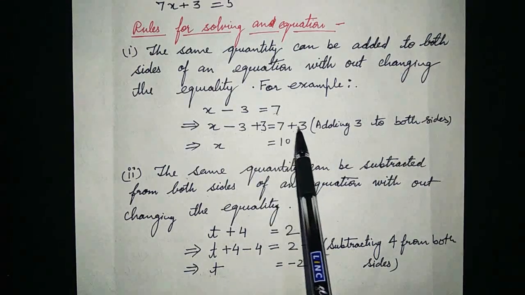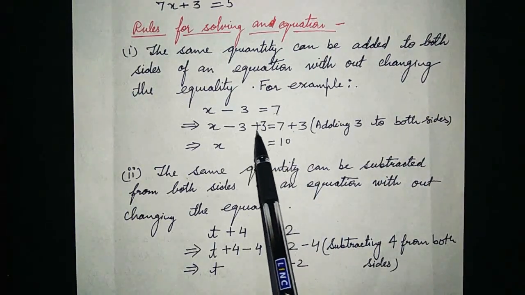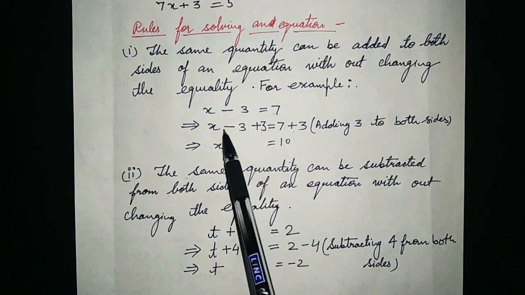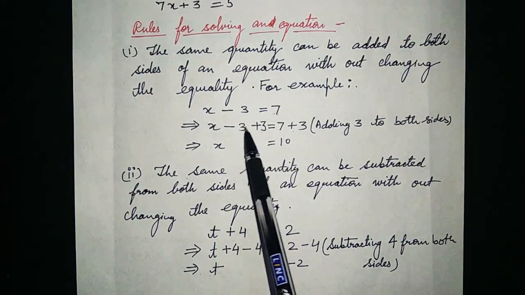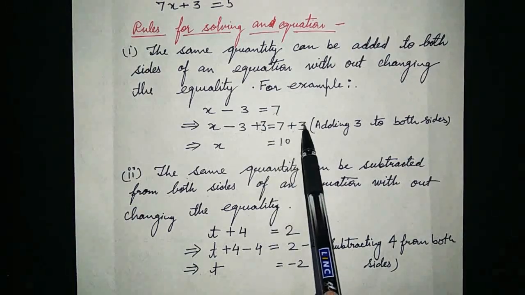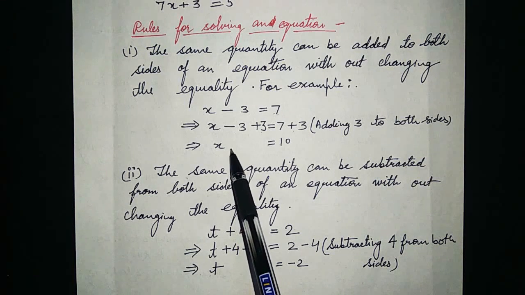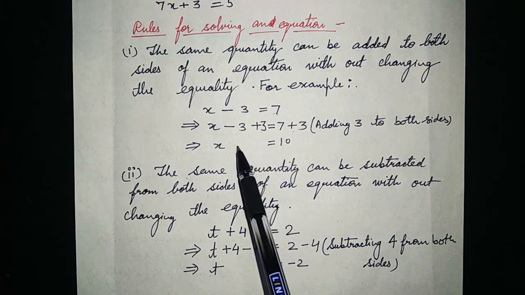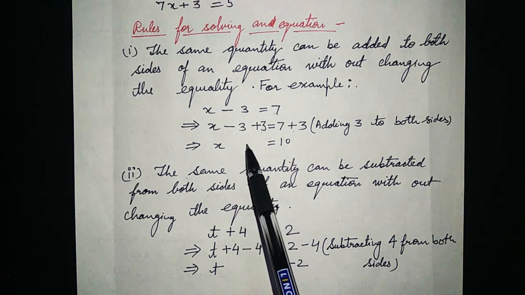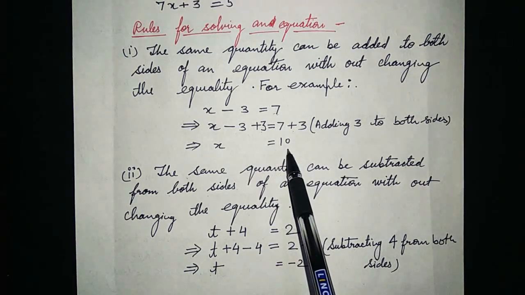Here what I have done? Only I have added 3. Why have I added 3? Because here we have got minus 3. So we have added plus 3 on both sides, and when we solve, in the next step for minus 3 and plus 3 we get 0, which we do not need to write. So x is equal to 10 will come.